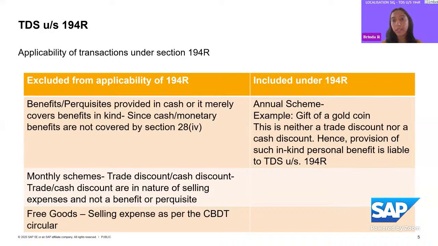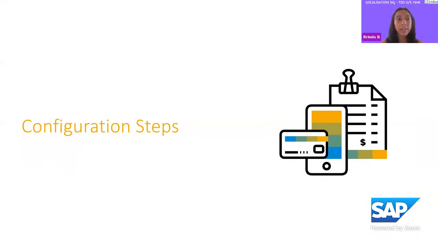Then what is included under 194R is any kind of gift that is being provided to your customer, your supplier or your dealer, like you're gifting something like a gold coin, or an iPhone, or you're sponsoring a trip. These are some kind of personal benefits that are being provided, and this will fall under section 194R of the Income Tax Act. So this is about the applicability of the transactions under this 194R.